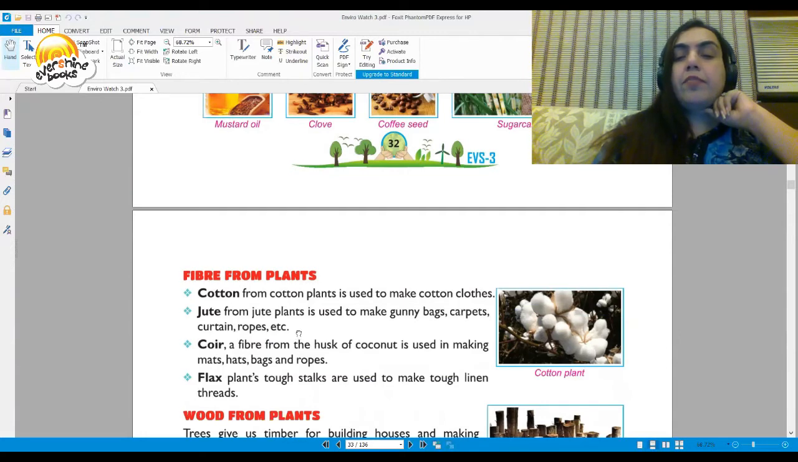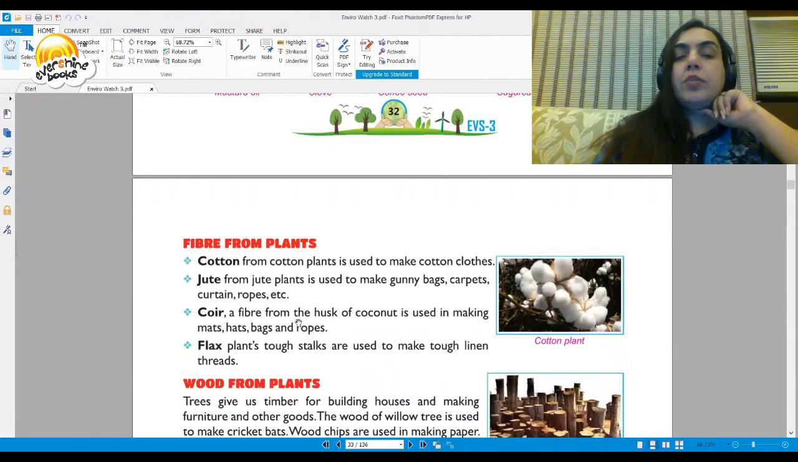Coir is a fiber from the husk of coconut and is used in making mats, hats, bags, and ropes. Flax plants' tough stalks are used to make tough linen threads.